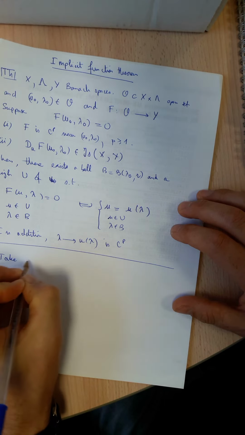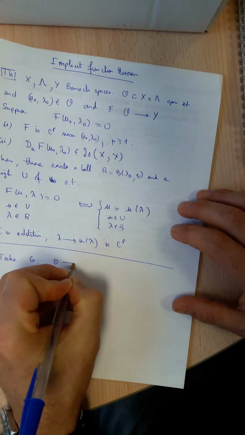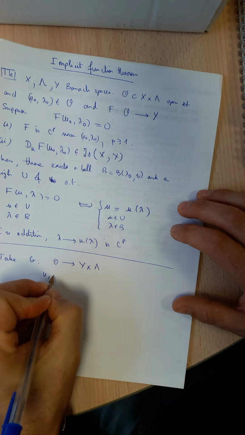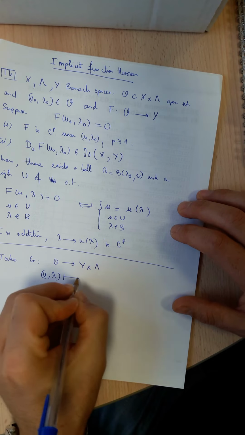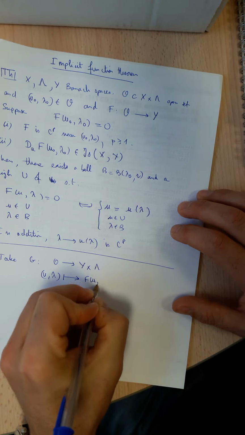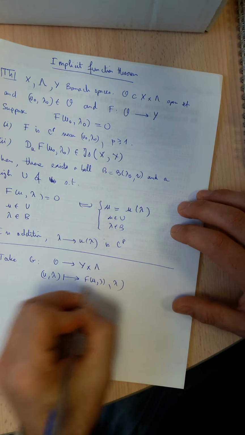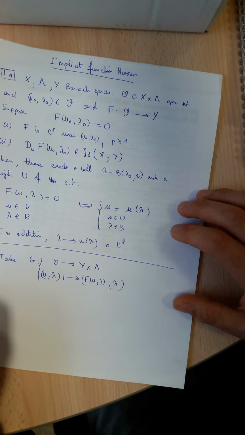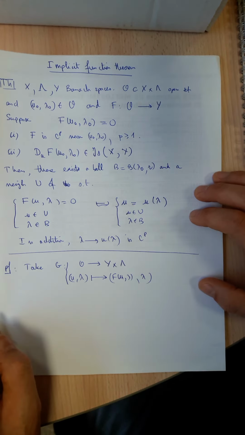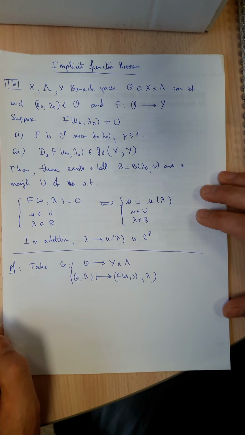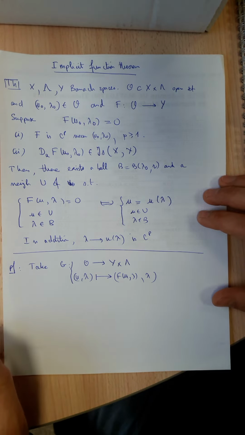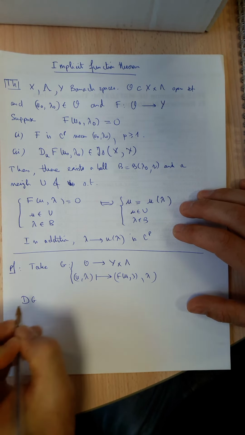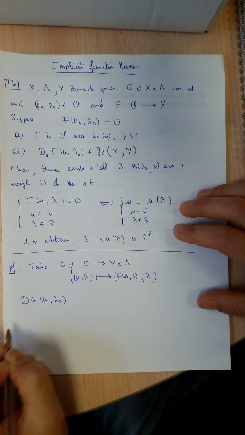You take a new function g, still defined on O, but this time with values in Y times Λ, which to a couple (u, λ) assigns f(u, λ) as a first coordinate, and λ as a second coordinate. So let's check that this g satisfies the assumptions of the inverse function theorem. Well, the smoothness assumption follows easily from that on f, and we just have to compute the differential of g at the point (u0, λ0).